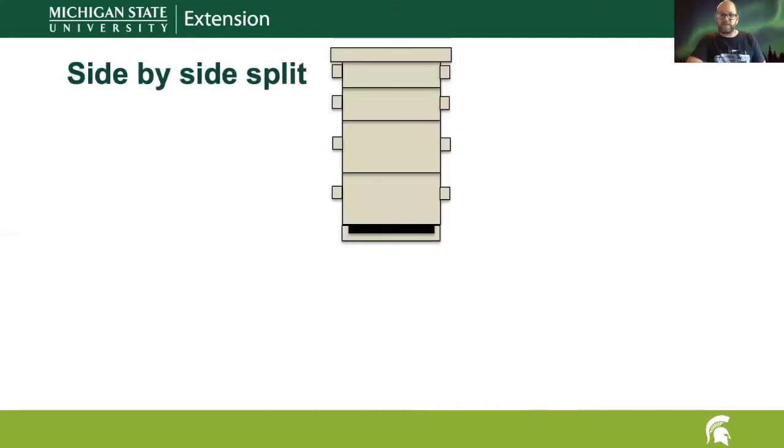All right, the side-by-side split. So this is a variation of the even split, and essentially is the same concept, but instead of the two hives facing each other where the original hive was, you essentially put the two hives facing the same direction, just right in front of where the original hive was, or right where the original hive was.